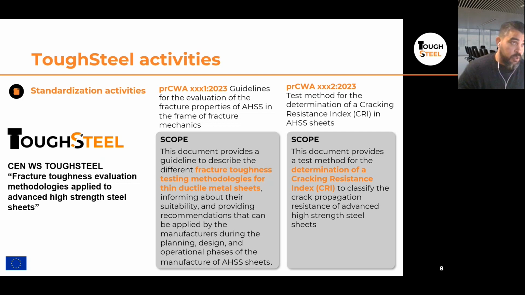And the second one is called Test Method for the Determination of a Cracking Resistance Index in Advanced High-Strength Steel Sheets, whose main aim is to describe a fast and simple testing method to obtain a parameter or an index that can help to estimate the cracking sensitivity or the cracking resistance of these high-strength metal sheets.